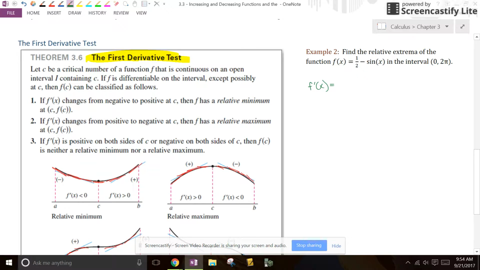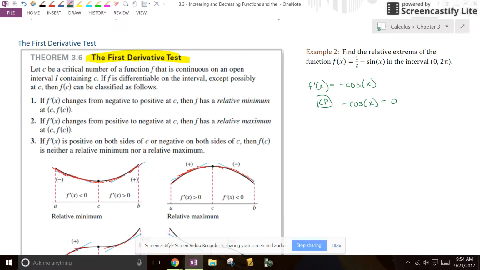So the derivative of a half is nothing. The derivative of sine is cosine. So it looks like negative cosine of x. So if you want to find critical points, when does cosine of x equal 0? You can get rid of that negative because it doesn't matter now. Divide both sides by negative, it's gone. So when is cosine 0?